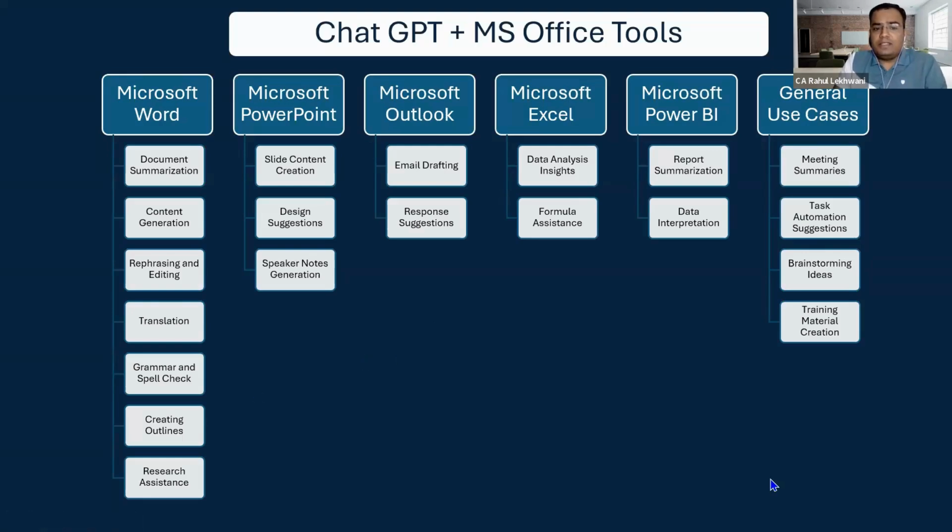And then research assistant. Again, a few days back we covered one of the tools which is called Perplexity, which does a lot of research for us. But at the same time, we have ChatGPT also, which we can leverage.